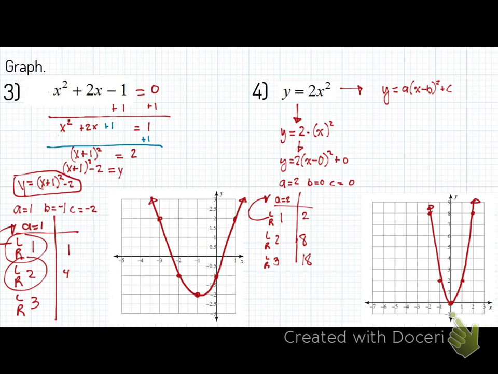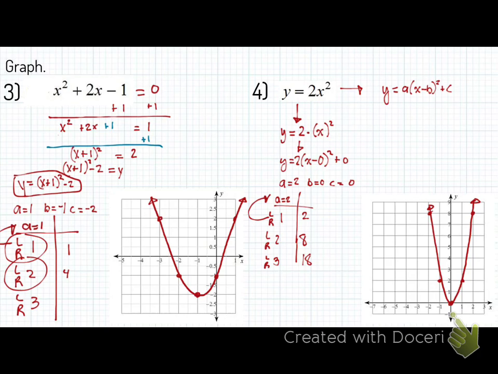And that's it. Does this make sense? Can you show us how you got 18? Sure. 3 squared times... What's 3 squared? 9. 9 times our A. 18. Make sense? Okay.